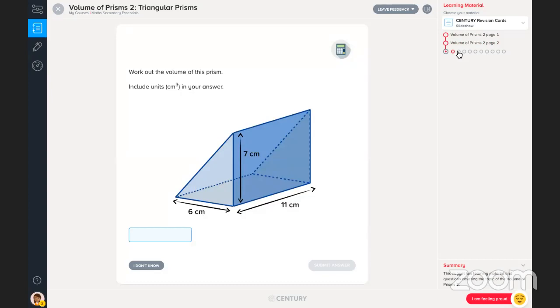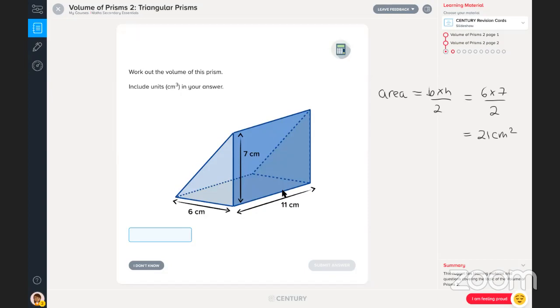Now, this first question, we are working out the volume of this prism. All of these are going to be triangular prisms, so that's really nice. We'll use the same method each time. And remember to include units in your answer. So here we go. I'm going to start with area of the triangle, base times height divided by 2. That's going to be 6 times 7, which is 42. Divide that by 2 and I get 21 centimeters squared.